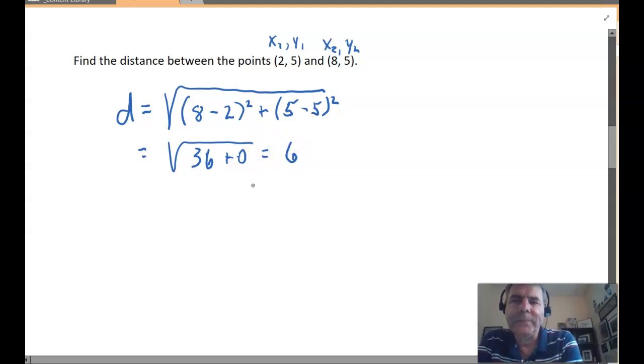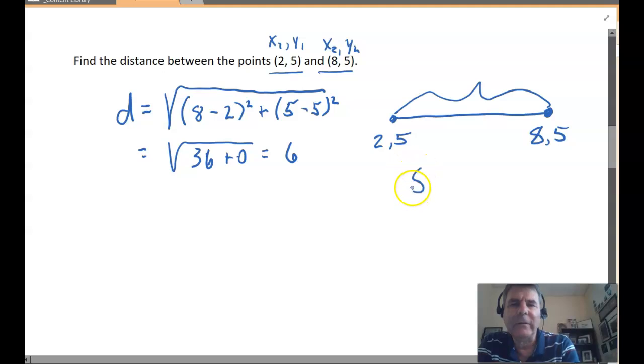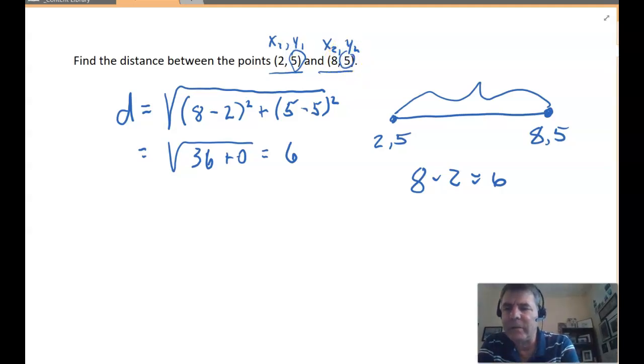Now here's a little trick. If I visualize where these points are, they have the same y coordinate. So they're straight across horizontally, aren't they? This is at 2, 5, and this is at 8, 5, and it's like on a ruler. How do I get the difference between 8 and 2? I just subtract. So that would be a quick way. So always check and see if they have the same y coordinates or the same x coordinates. Then you don't have to use the distance formula.